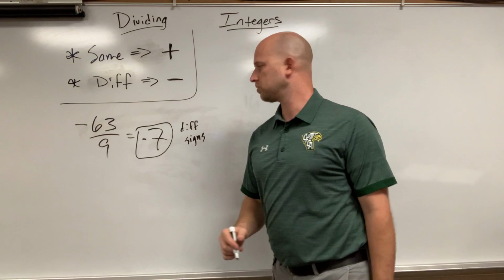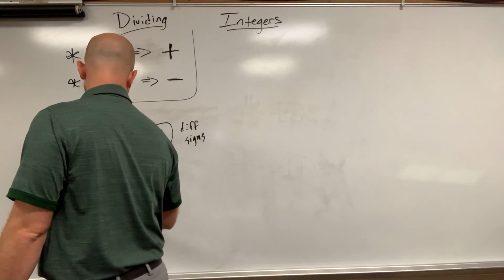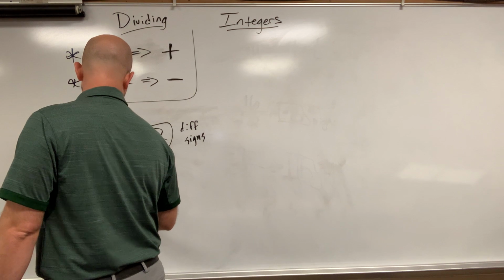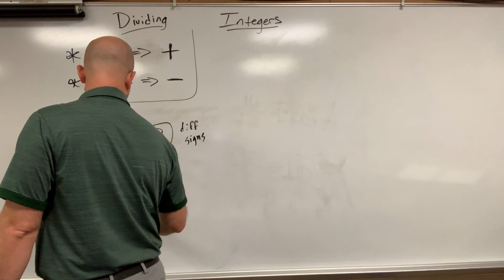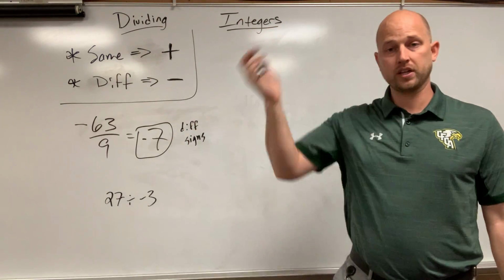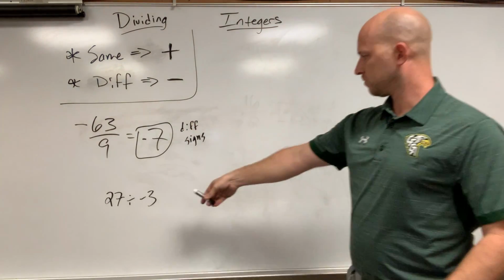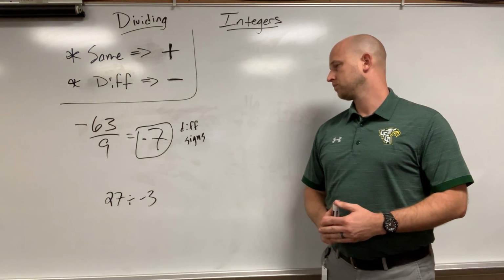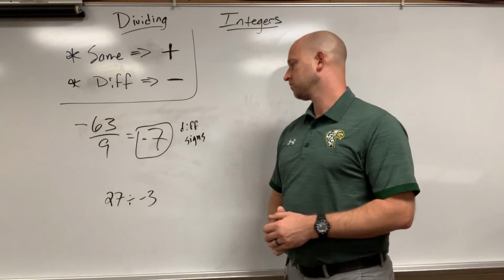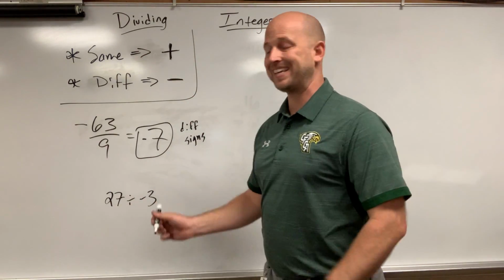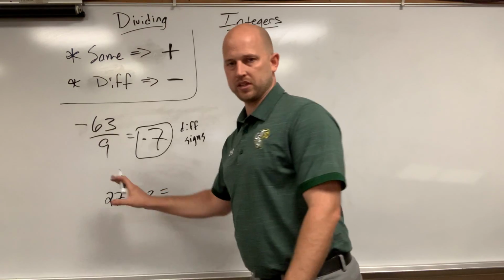Okay, let's do another one. 27 divided by negative 3. I know we've done these numbers already, but once you work on this, 27 divided by negative 3, see what you get. Okay? So we're trying to find out how many times 3 goes into 27. Again, the negative sign, let's leave that for the end.